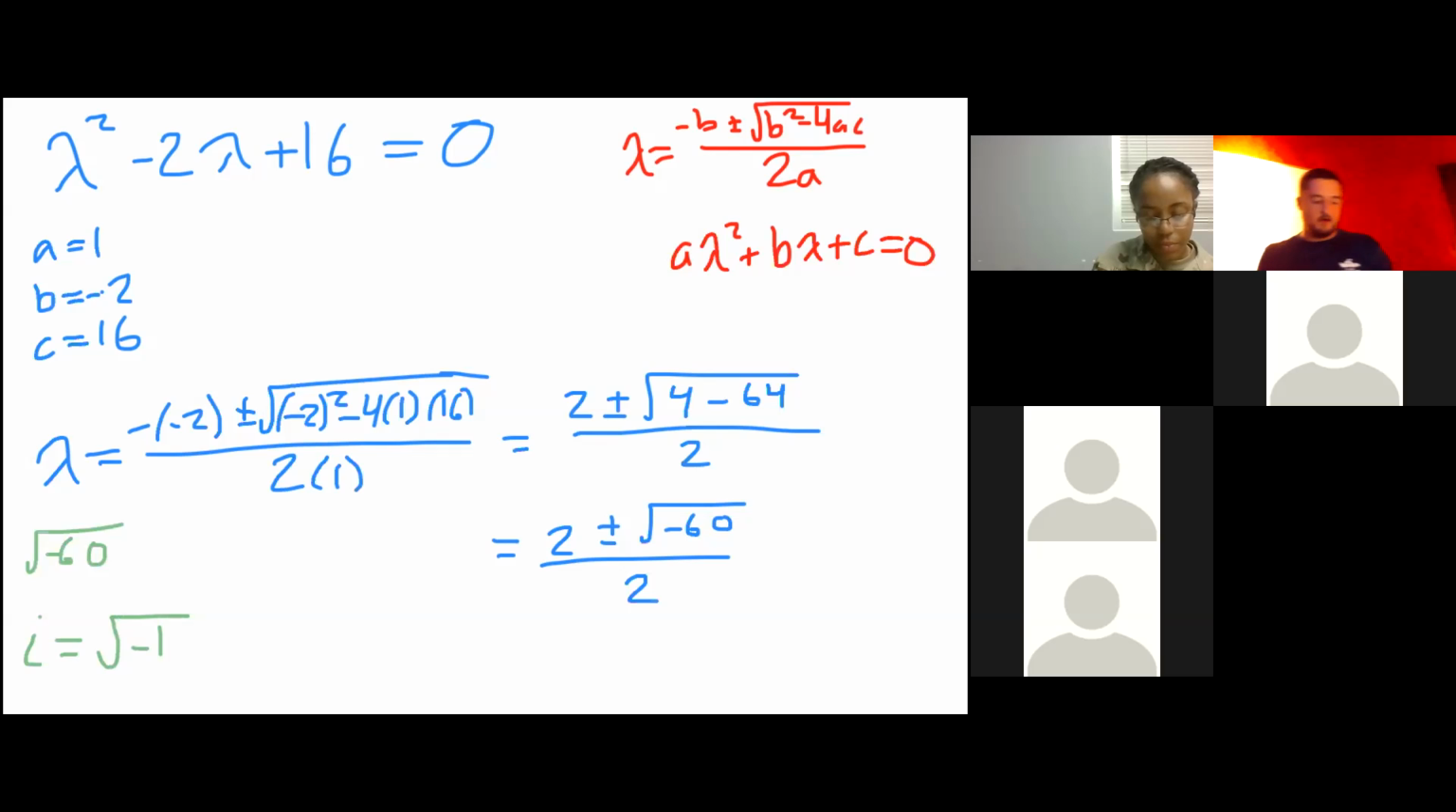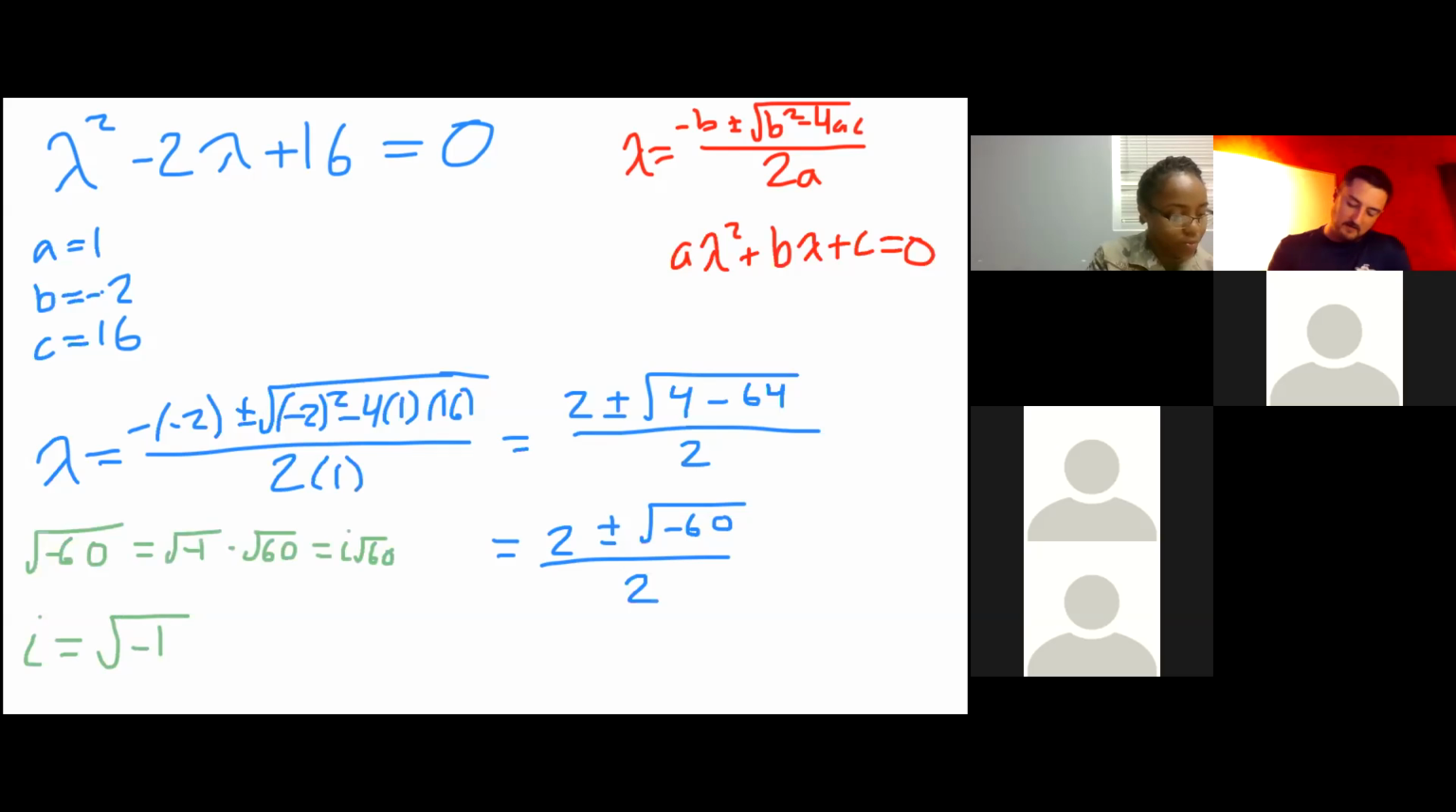So we can just pull it out, and because we can split radicals over multiplication, thanks to our exponent laws, the square root of negative 60 is the same thing as the square root of negative 1 times 60, or i times the square root of 60.